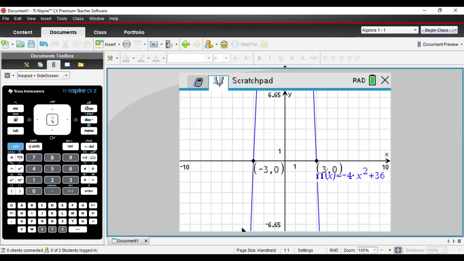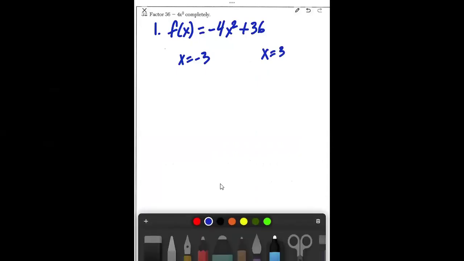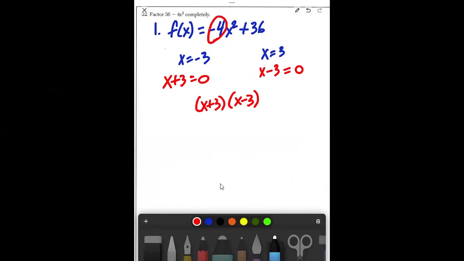All right, so if I go to my iPad, I'm just going to set those equal to 0. So I'm going to add 3 to both sides. And this one, I'm going to subtract 3 from both sides. So those are my two factors. So here's how I would write the factors. Now, this is almost the factorization of this. But notice I started with a -4 and I had 36 over here. If you multiply these out, you won't get that.